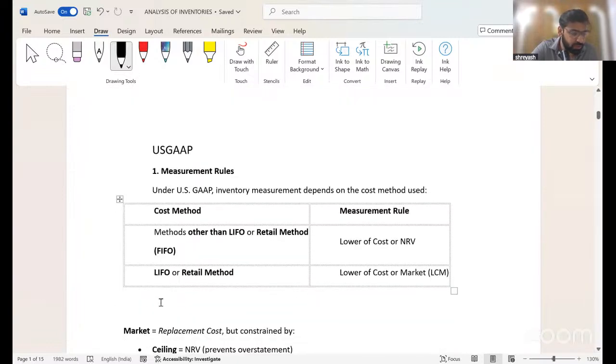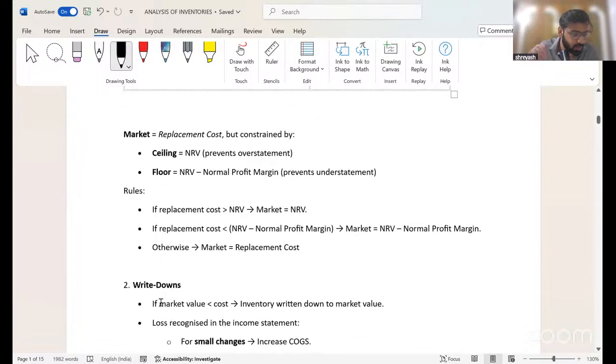Sir, what if the question asks write down most likely affect COGS or the line items in income statement? I didn't get your question, Tanush. If you could elaborate on that, that'll be great.